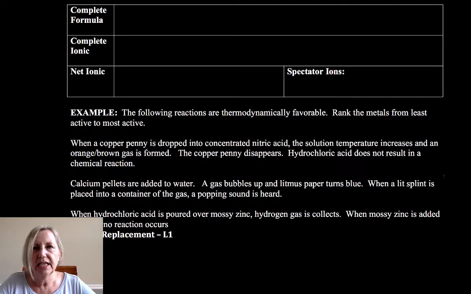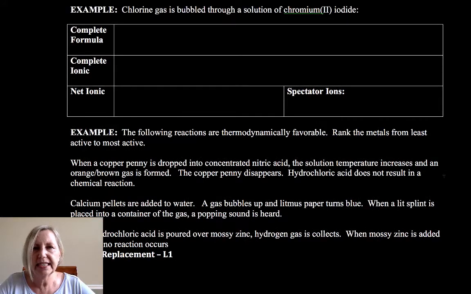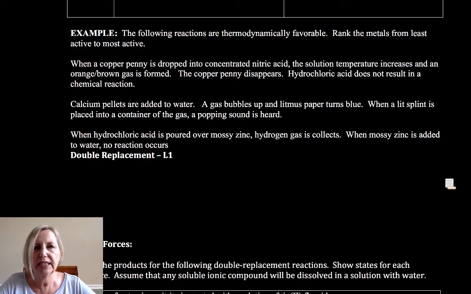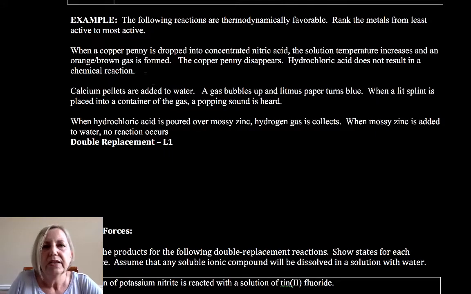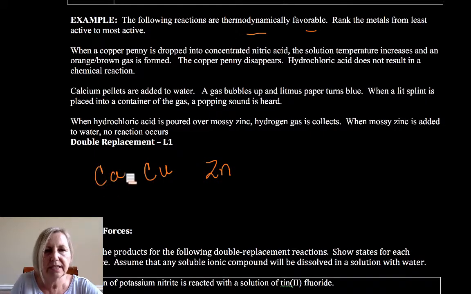Okay, I think I've done enough of those. I'm going to actually skip that example that's in there. I'll leave that for your own purposes, but I do want to analyze this data for you. Okay, the following reactions are thermodynamically favorable, and we want to rank the different metals. We've got zinc, we've got copper, we've got calcium, and we want to rank them based on the data.